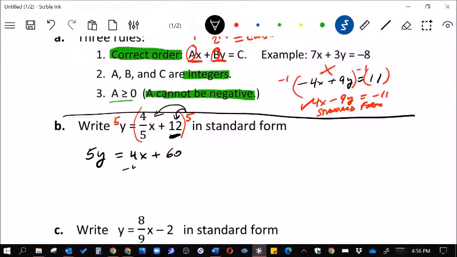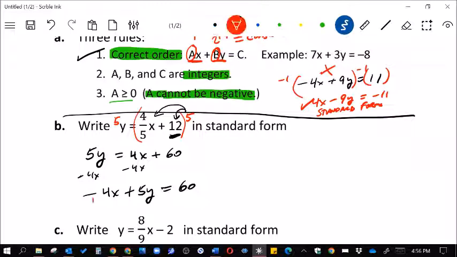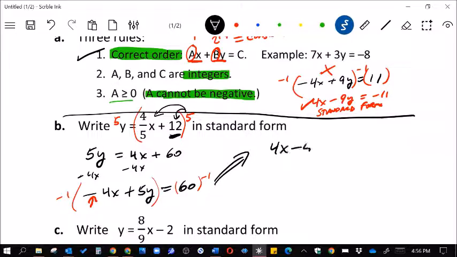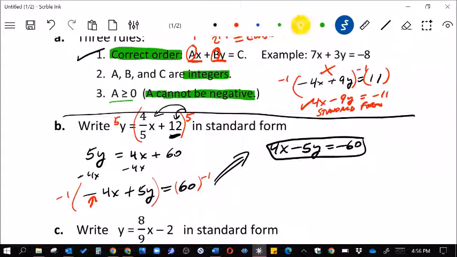Then we're going to subtract the 4x on both sides. Because we have to have the correct order with the x term first, we will put negative 4x plus the 5y equals 60. Now we can see that we have this pesky little negative here. We have to get rid of it, so we'll multiply both sides by a negative 1. That gives us the answer of 4x minus 5y is equal to negative 60. All right, we'll circle it like that. Cool.